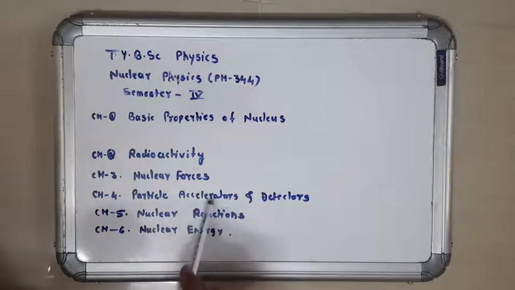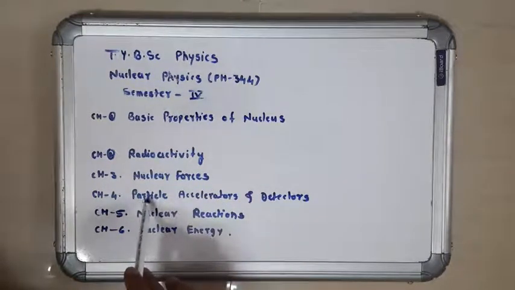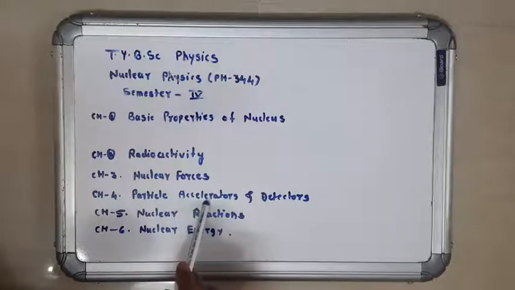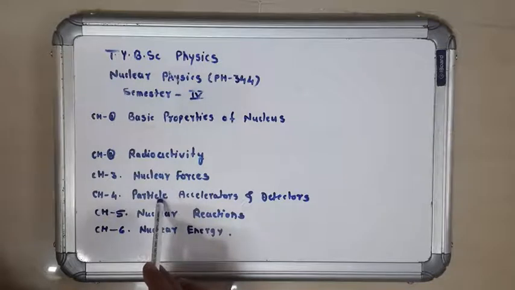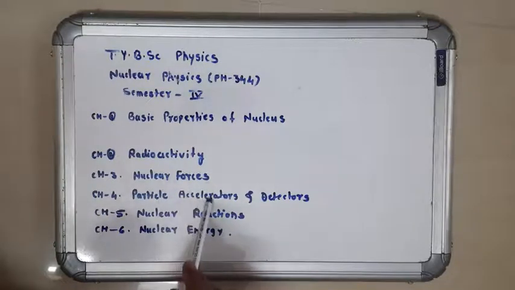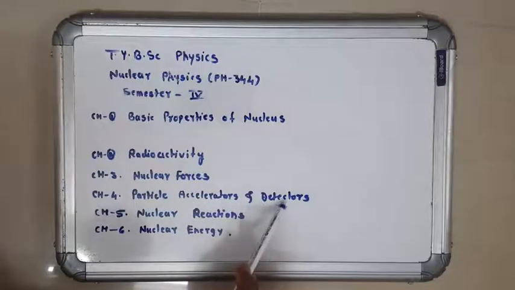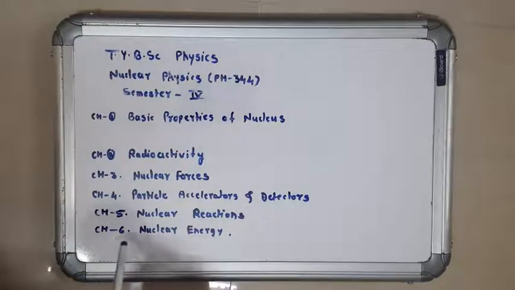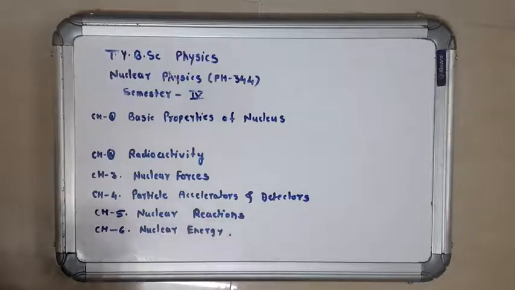That means in particle accelerators and detectors, here we discuss the introduction of particles, different types of accelerators, and some accelerators like the linear accelerator and the cyclic accelerator called the cyclotron. We will study some accelerators briefly. We also discuss the different types of detectors, and some detectors we will discuss briefly. And some problems we will also solve.